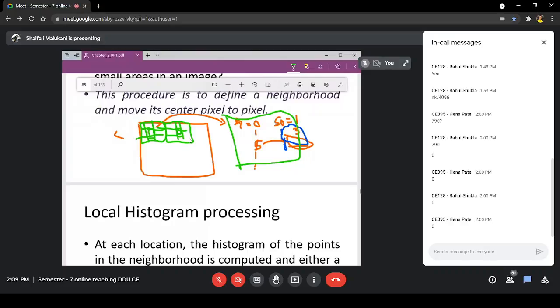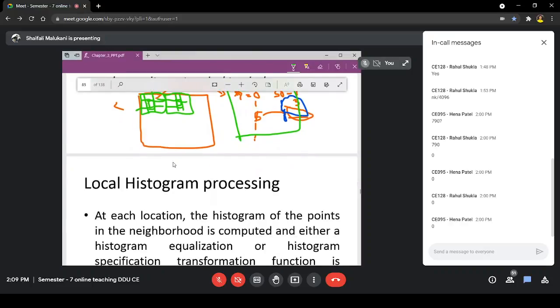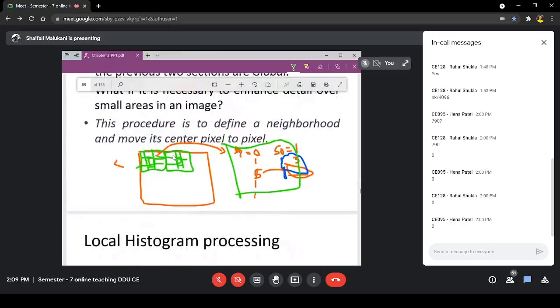Apply histogram equalization here, and replace all these 9 values, if it is a 3 cross 3 neighborhood, using the table that you obtained. Then again go to a block which is non-overlapping to this. So at least the number of required histogram equalization operations can be reduced. But because this process is totally different, these values are obtained from a totally different table.